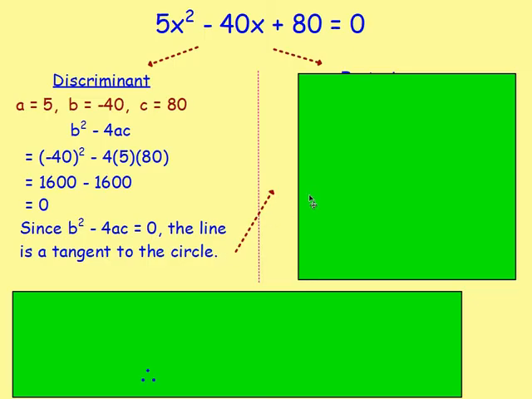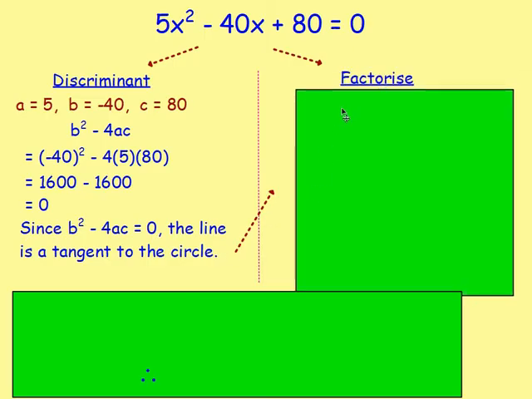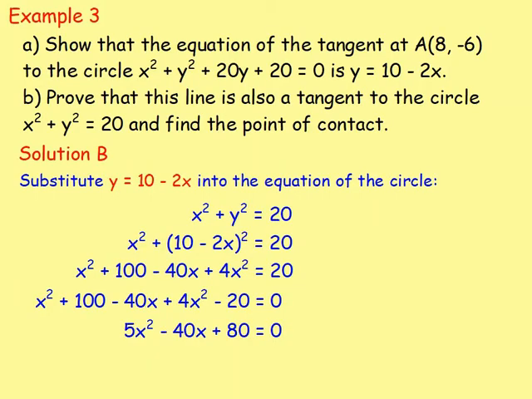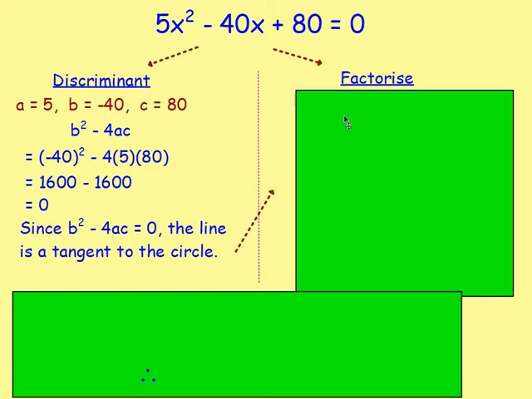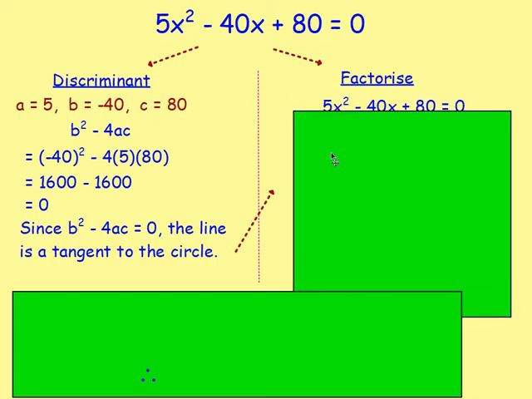Remember, you could also have just factorised to begin with. So you could have factorised that, but we'd have to do that anyway with the discriminant. So we are asked in the question to find the point of contact. So going back to this, you have to factorise this to find the value of x.